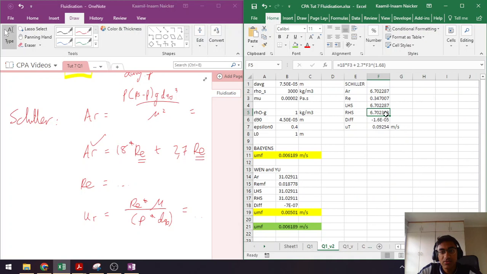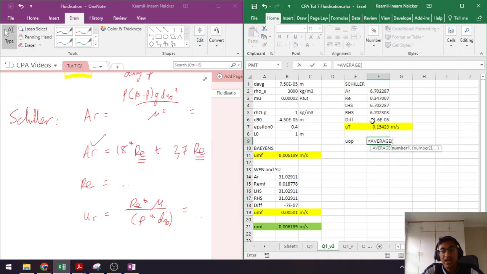My Reynolds number should be 0.347. That's correct. Oh, then I messed up this equation. Okay, problem found. The transfer velocity is determined by the D90, and I used the D average. So this should be using D90. There we go. Okay, now it's correct. Thank you for your patience. Now I've got the transfer velocity here, 0.15423 meters per second.